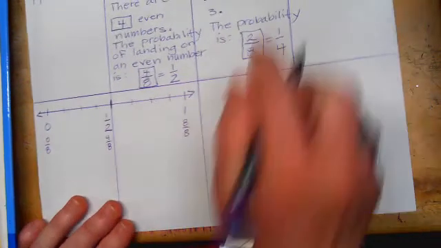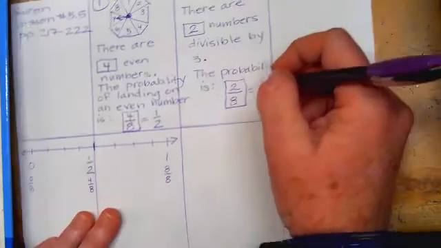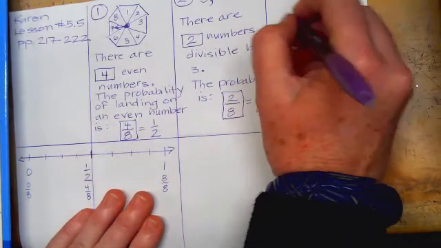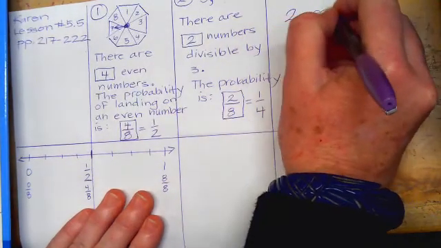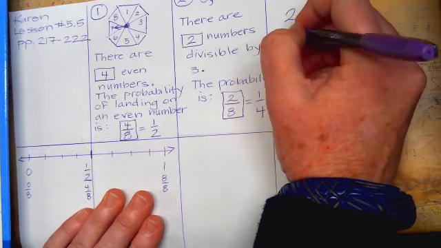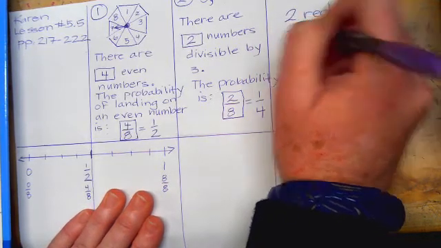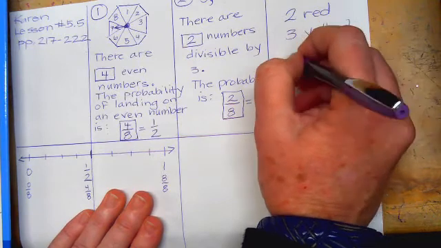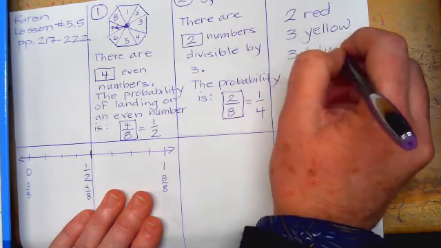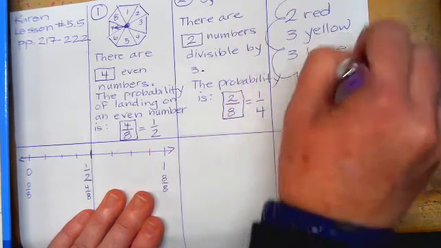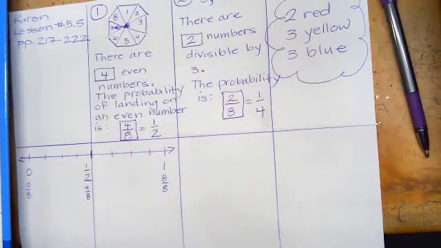Okay, so let's list the probability of drawing a green cube. So we have, I'm going to list these up here. It says we have 2 red. It says we have 3 yellow. And it says we have 3 blue.